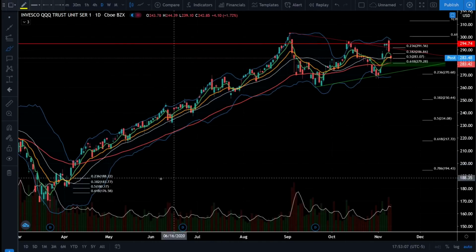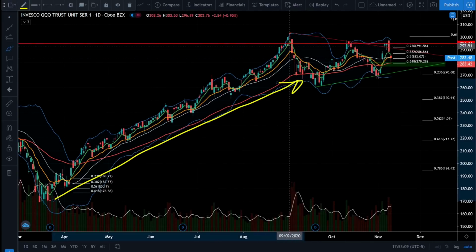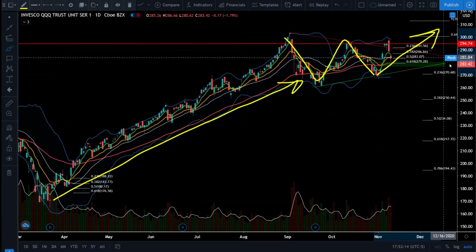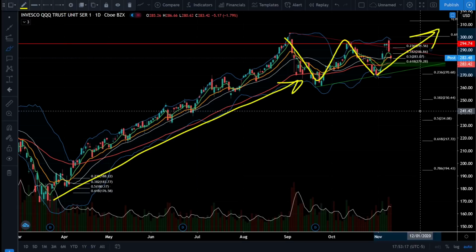Remember, it's very possible that after a long-term bull market, we could get this ABC correction and then a continuation of that long-term bull market. So there's no reason to be bearish on this market because we still have bullish price action and bullish trending.